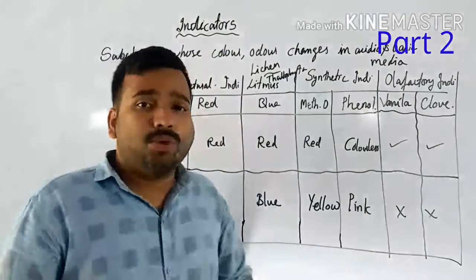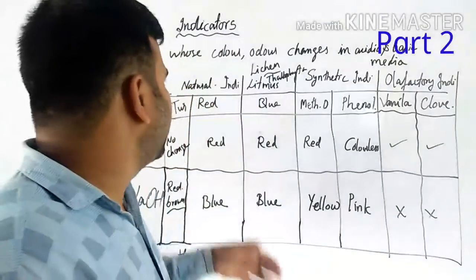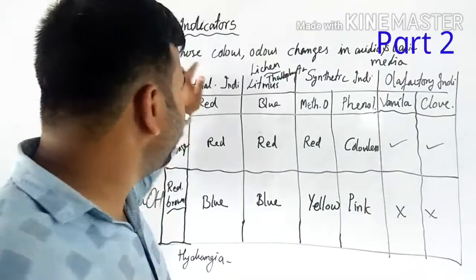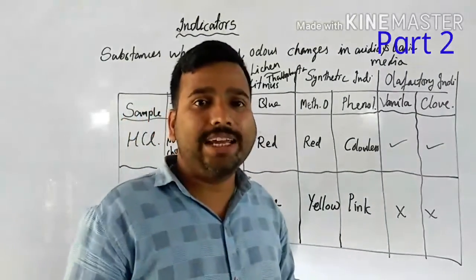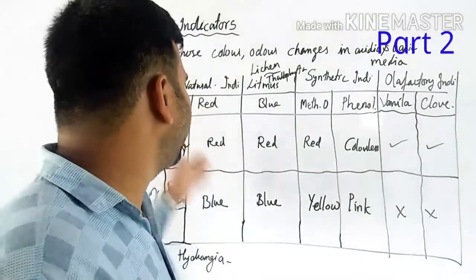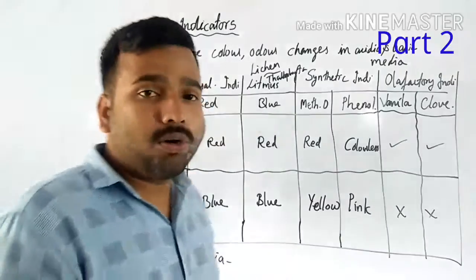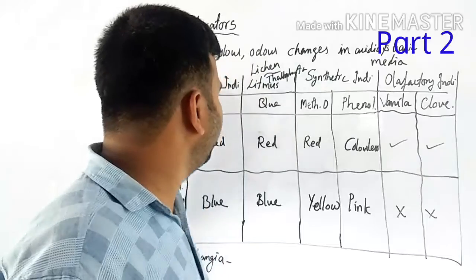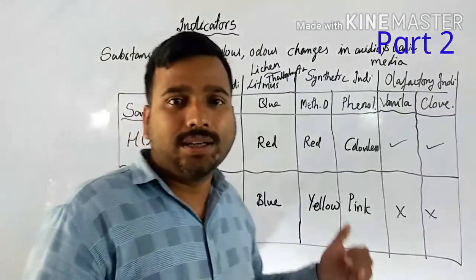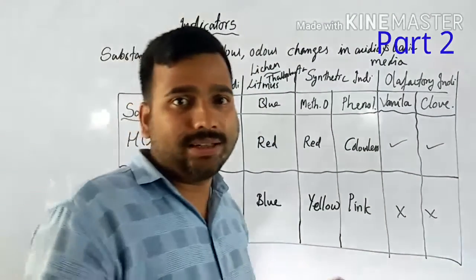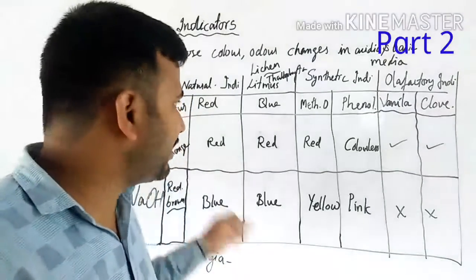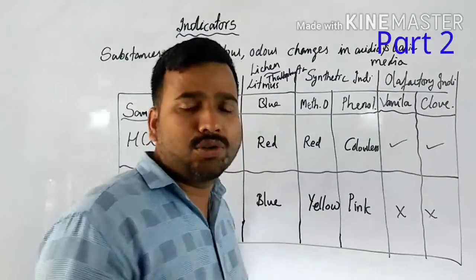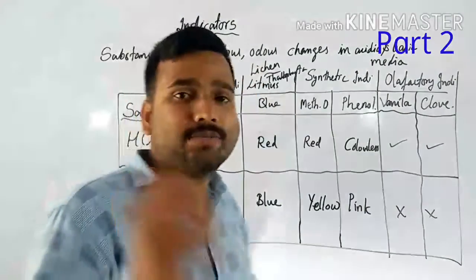So when you discuss indicators, we can divide them mainly into three broad categories. One is called natural indicators. Examples are this turmeric powder, then leaves of hydrangea, and red cabbage juice. These are examples of natural indicators, especially litmus.